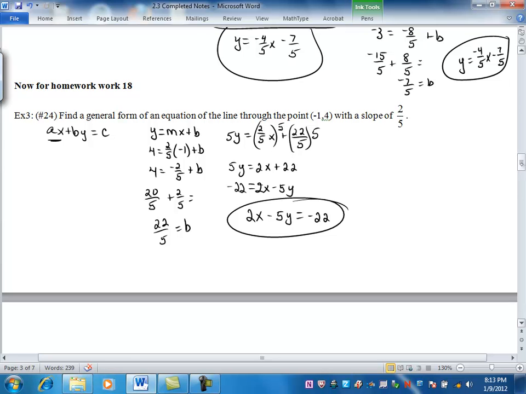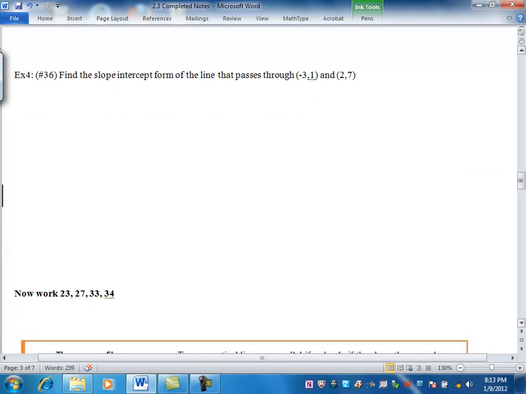As we move along here, example 4, we need to find the slope-intercept form of the line that passes through these 2 points. First thing we need to do, find slope, which we know is y2 minus y1 over x2 minus x1. Alright, so what do we have here? 7 minus 1 over 2 minus -3. We're looking at 6/5. That's my slope.